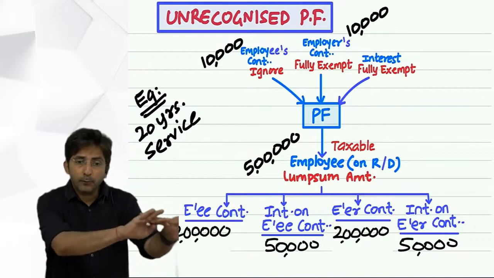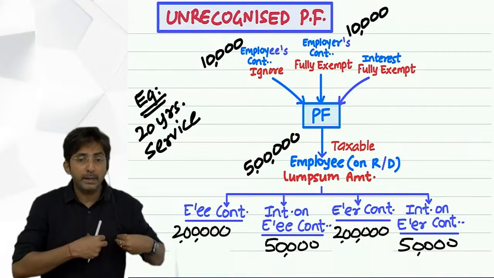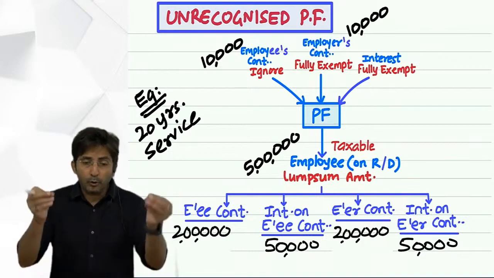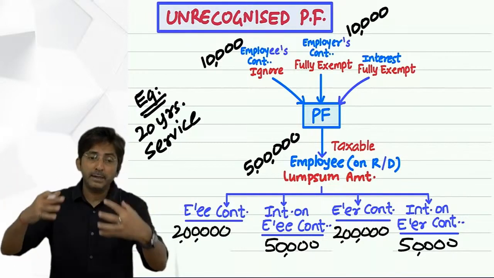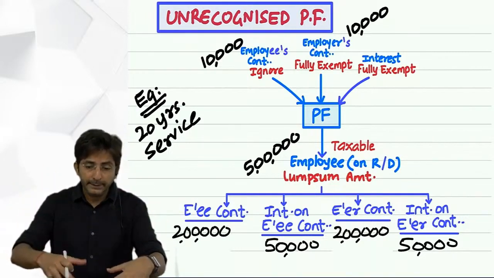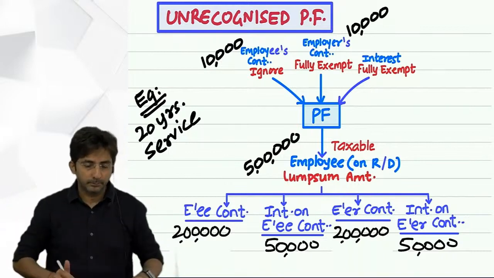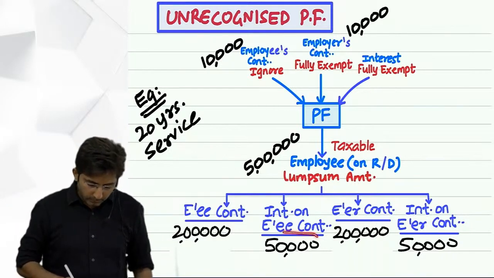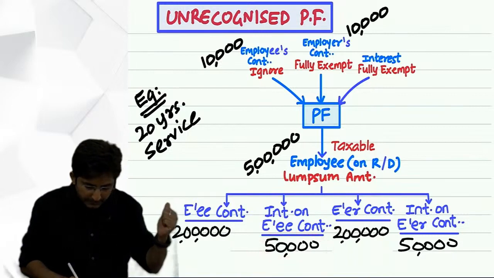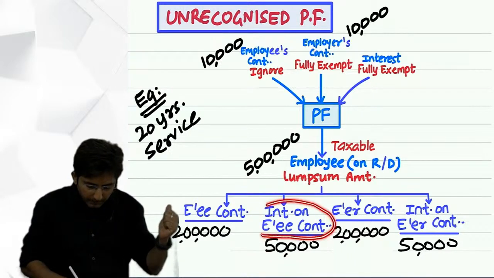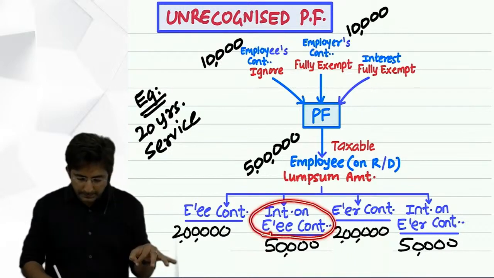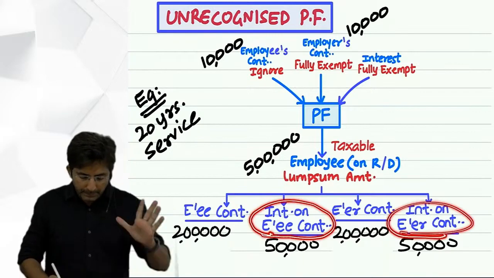Some amount was cut from the salary of the employee. Some amount the employer was putting. Both were contributing equal amounts. So whatever interest got accumulated, it equally pertains to both. So what is the wording written over here? Just read: interest on employee's contribution, and this is interest on employer's contribution.